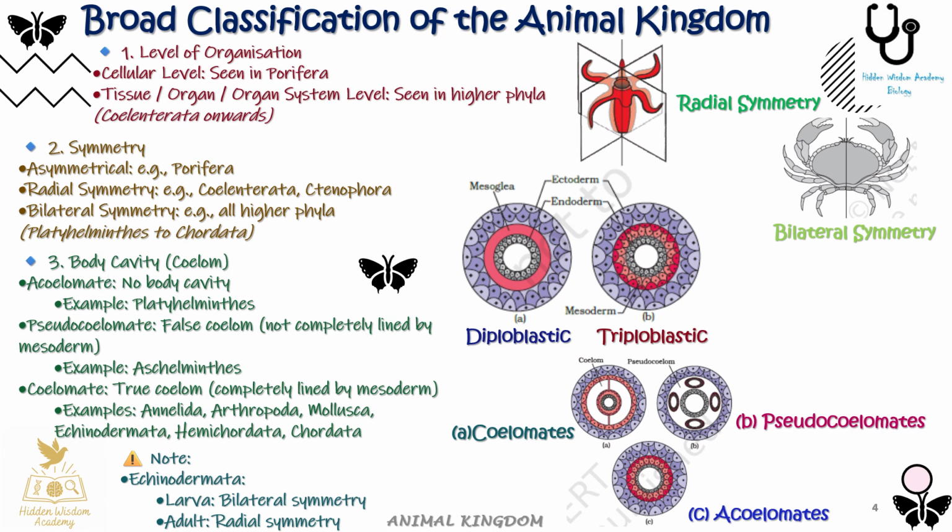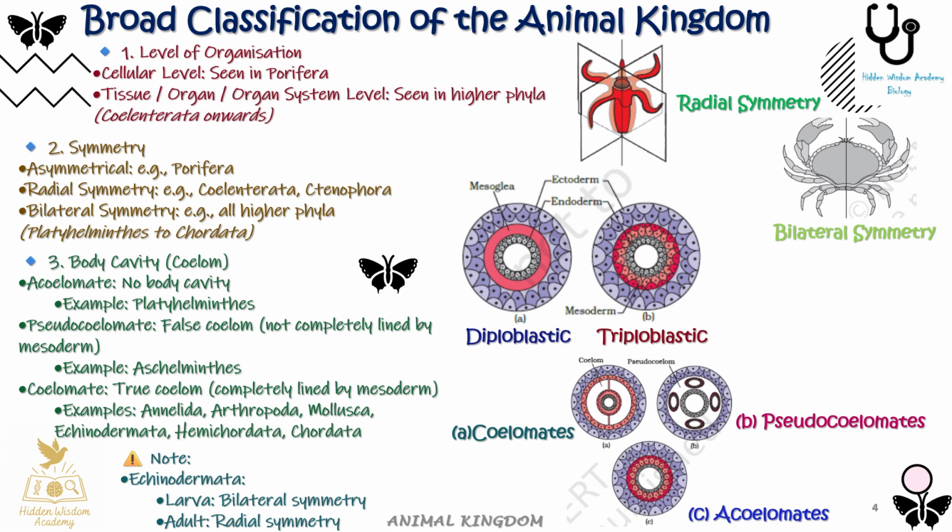Next, we classify animals based on symmetry. Porifera are asymmetrical, meaning they have no definite shape. Animals like Coelenterata and Ctenophora show radial symmetry, where body parts are arranged around a central axis. From Platyhelminths to Chordata, animals show bilateral symmetry, which means the body can be divided into mirror halves along one plane.